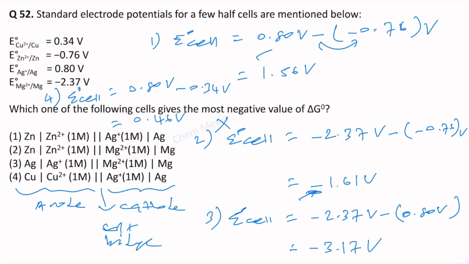So here we have positive 1.56 volt, and then we will be multiplying with the 2 and then the Faraday constant. So therefore this will be most negative. Therefore option 1 is the correct choice here.